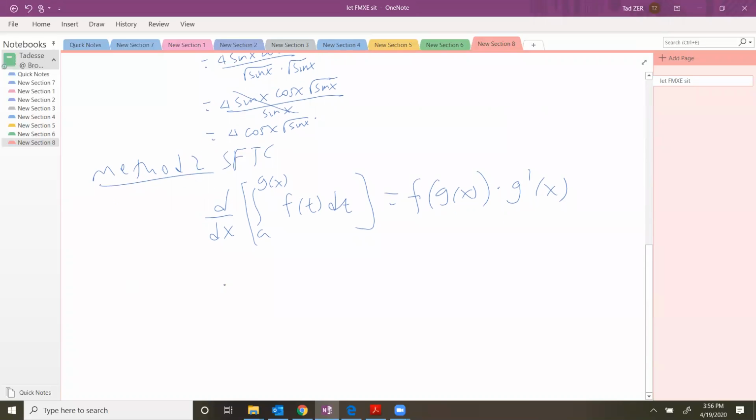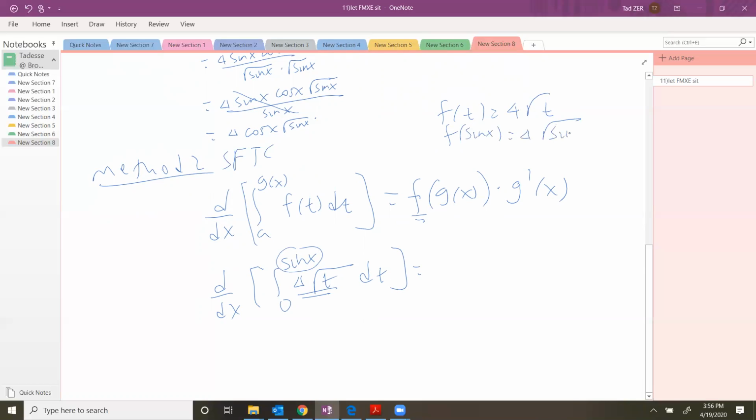So if you are using method 2, you are trying to find d by dx of the integral from 0 to sine x of 4 times square root of t dt. So this will be f evaluated at g of x. Your f of t is 4 radical t. So f at g of x, where g of x is sine x, will be 4 radical sine x. That gives me 4 radical sine x times the derivative of g. What is the derivative of sine x? Cos x. That's exactly what we have here.